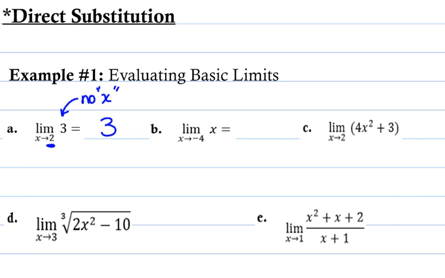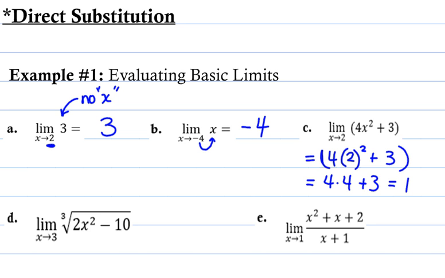B, the limit as x approaches -4 of x. Well, this is just plug and chug. So plug in the -4. And that is my limit. C, the limit as x approaches 2 of the quantity 4x squared plus 3. Plug and chug. So let me see, 4 times 2 squared plus 3. So 4 times 4 plus 3. And that's 19. All right, next.